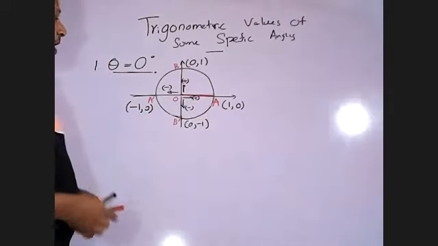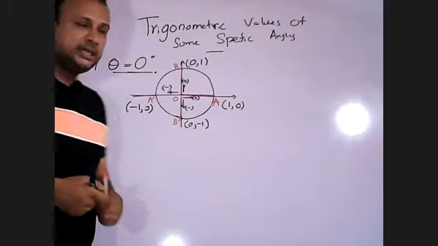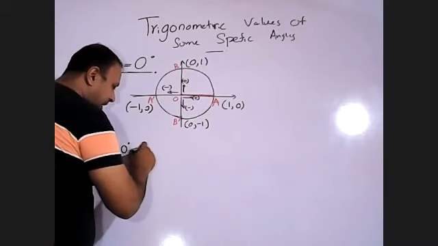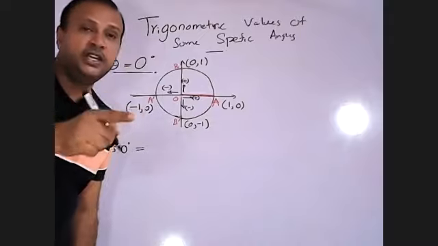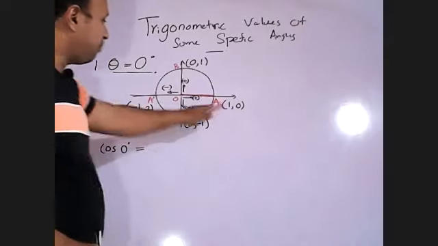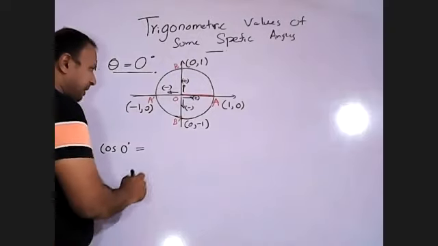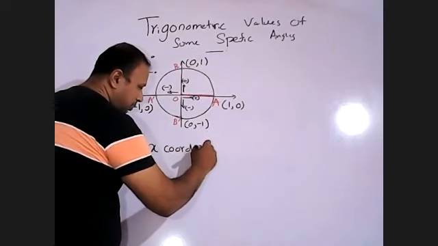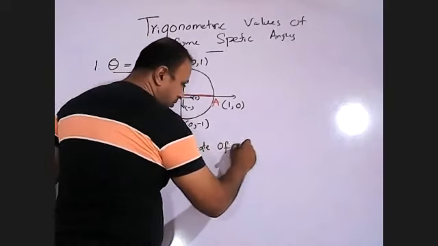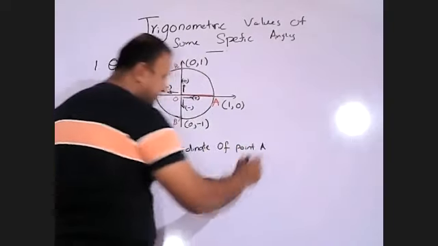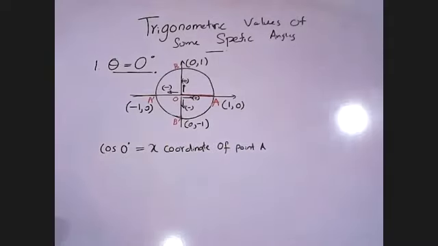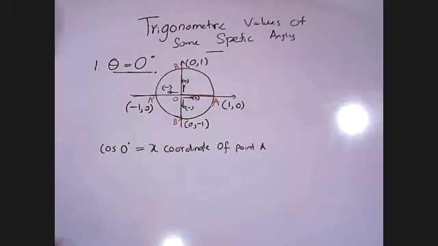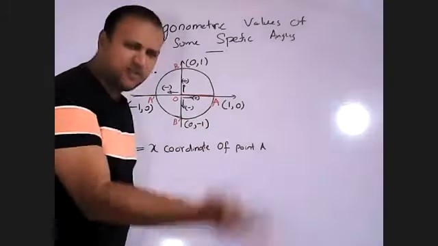Okay. According to our previous definition, I can write cos 0 as the x coordinate of point A. So what is the x coordinate of point A? It is equal to 1. So cos 0 is equal to 1.